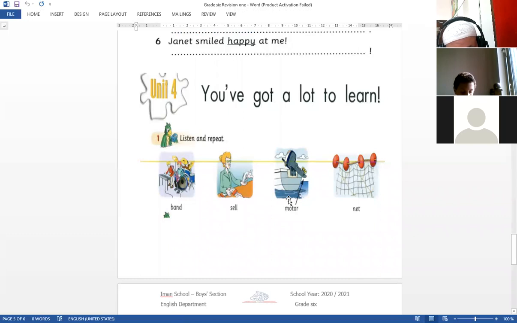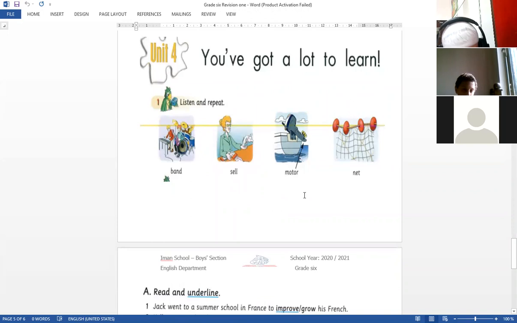So the words of unit 4, my dear students, are band, sell, motor, and net. These words are very important for the test. The band, sell, motor, and net. And let me ask you, Tamim, what is a band? A group of people who decided they'll play music together.